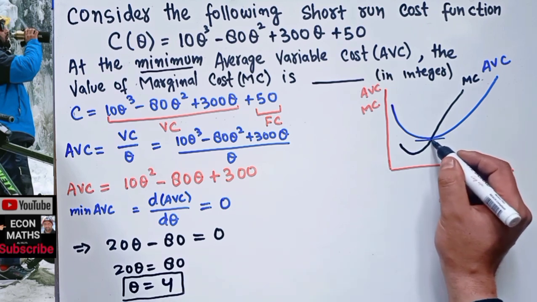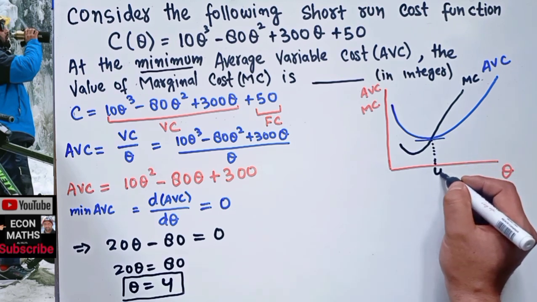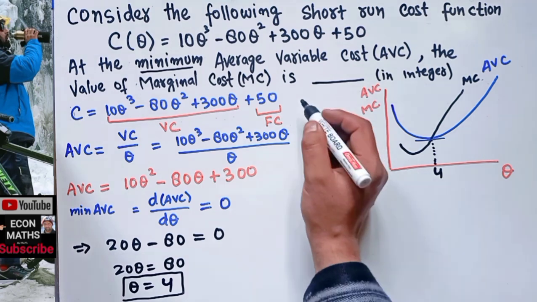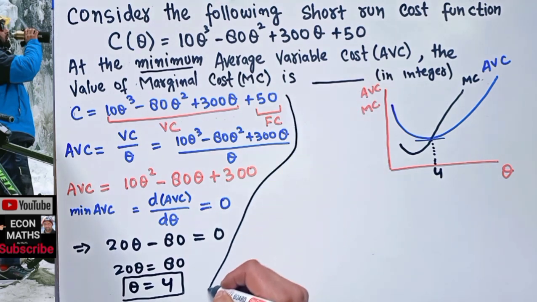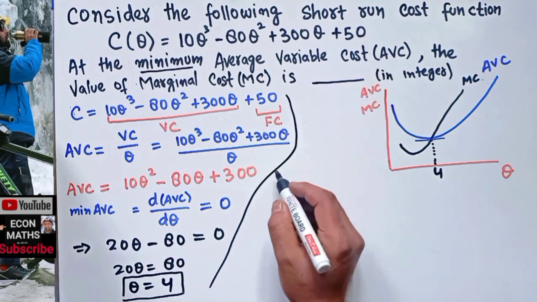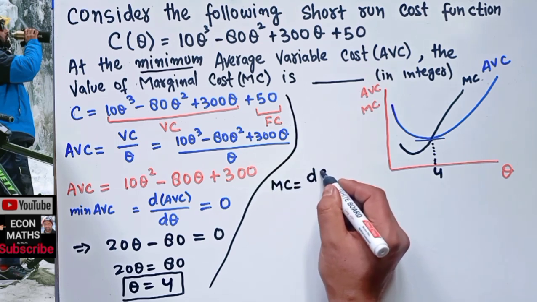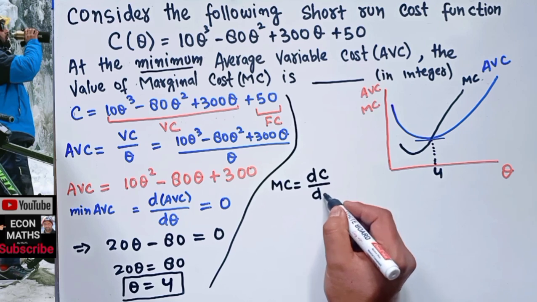So we got 4 units of output where average variable cost is minimum. Now we need to find out the marginal cost corresponding to this very level of output. What is marginal cost? Simply the derivative of the cost function with respect to output.